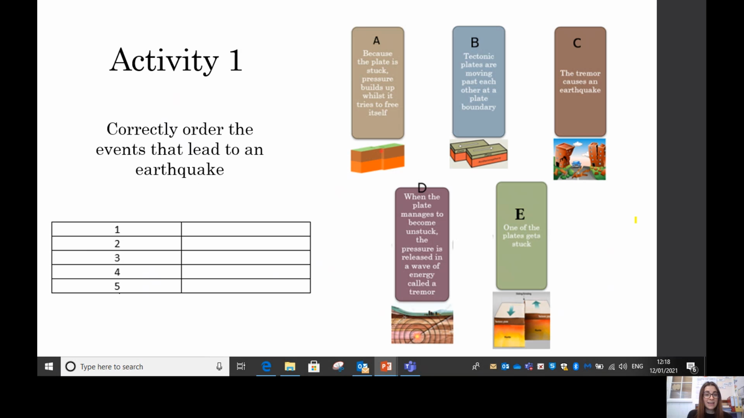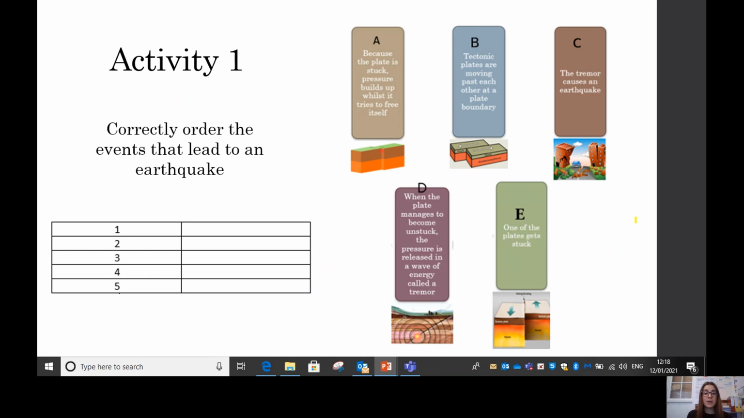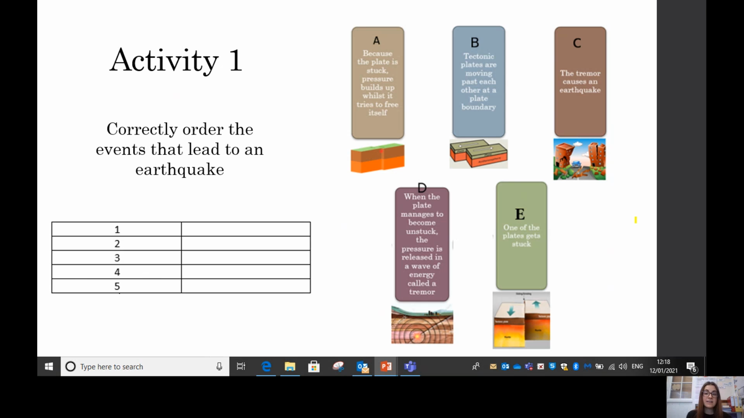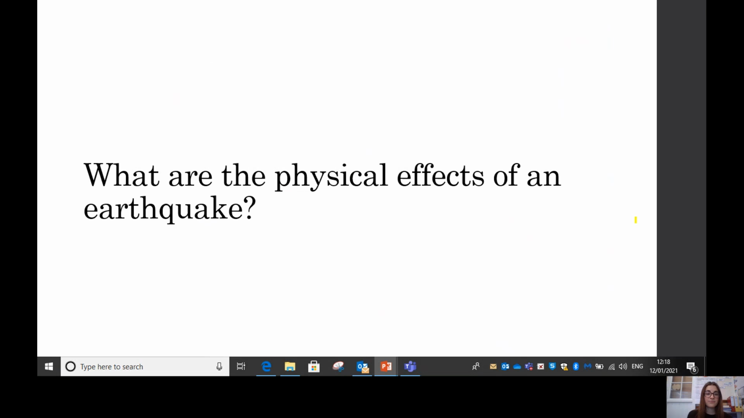Stage 3 is A, which is that because the plate is stuck, pressure builds up whilst it tries to free itself. Step 4 was D, which is that when the plate manages to become unstuck, the pressure is released in a wave of energy called a tremor. And step 5 is C, which is that the tremor causes an earthquake. So well done if you got these in the correct order.